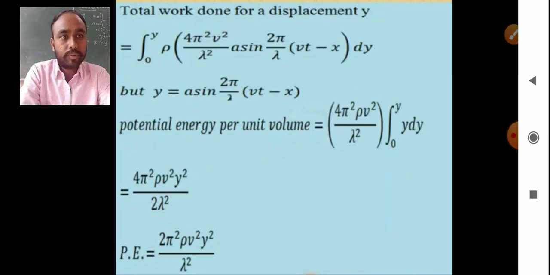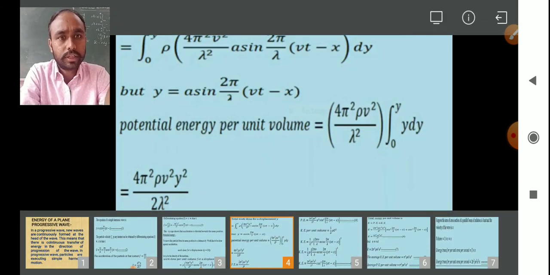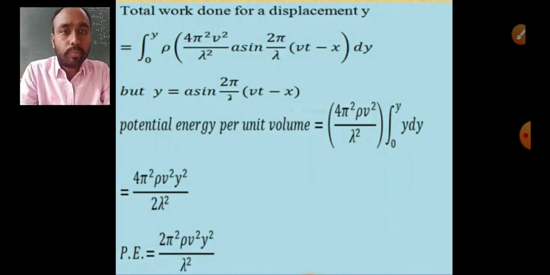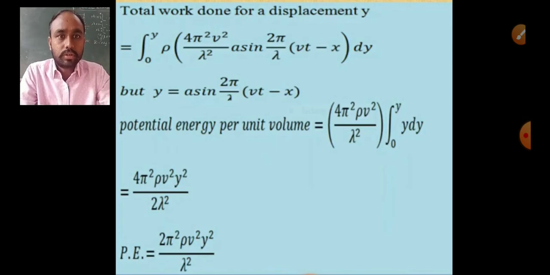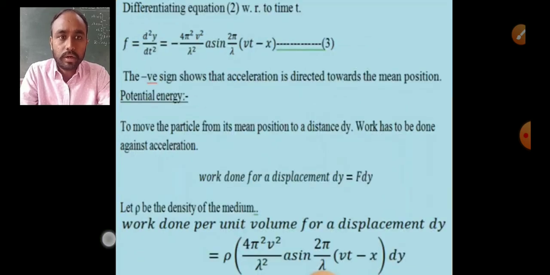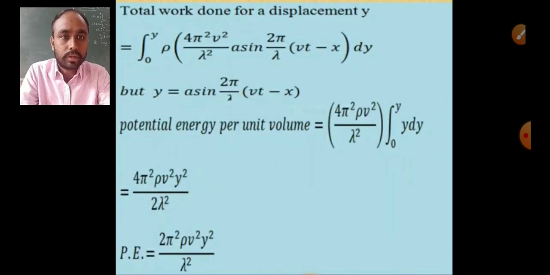And again everybody knows this simple integration, 0 to y of y dy, it is y square by 2. It is like the integration of x is x square by 2, same is here. So this bracket as it is, and we just take the integration here, and therefore what we get is 4 pi square rho v square y square by 2 lambda square. Let us cancel this 2 and this 4. So what we will get is 2 pi square rho v square y square divided by lambda square, this equation number, and that is the potential energy.